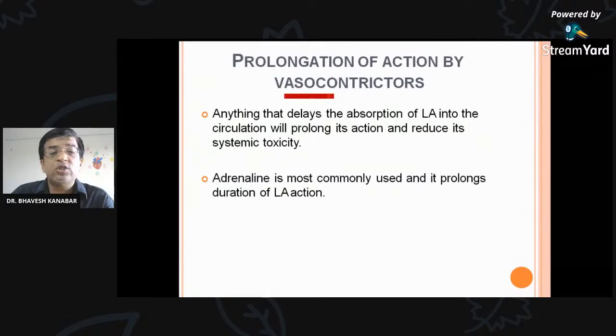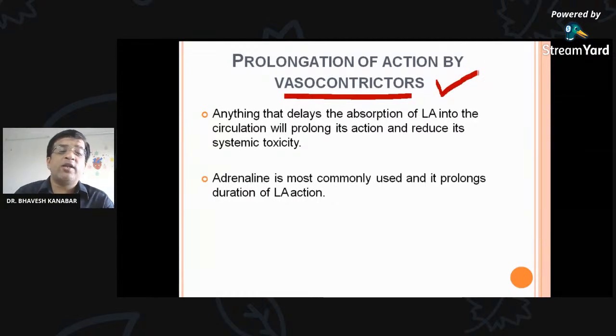Prolongation of action by vasoconstrictor. Yes, a very important point in case of local anesthesia. We have seen the mechanism of local anesthesia: it blocks the conduction by decreasing the entry of sodium ion. Now, if we want to increase the duration of action of the local anesthetic, some vasoconstrictor agent may be mixed along with it. For example, adrenaline plus lignocaine. Lignocaine is the local anesthetic, and adrenaline is the vasoconstrictor. Because of the vasoconstriction, it will have a longer duration of action.